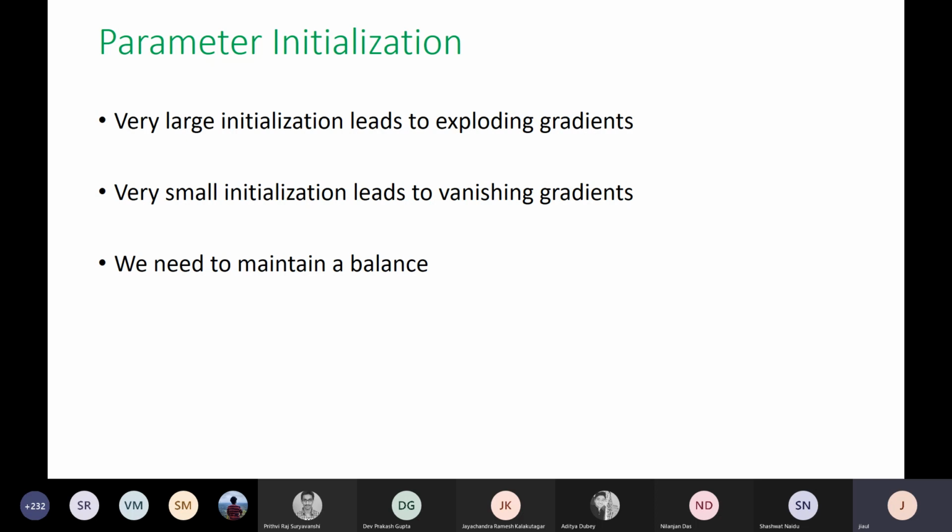On the other hand, if you set all these parameter values initially to very small values, then all these activation values are going to be very small. Then you are going to have the vanishing gradient problem, and this is true for very deep networks. It's more severe for deep networks. Therefore, what we really want is to maintain a balance between these two situations.